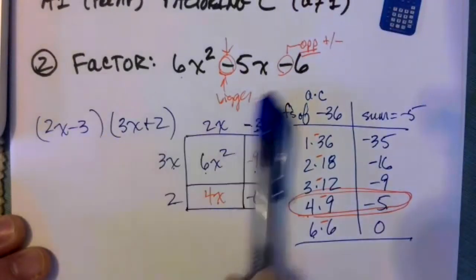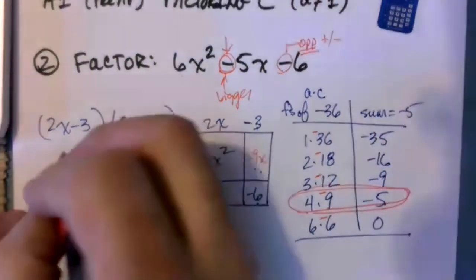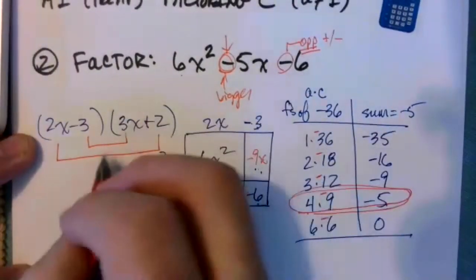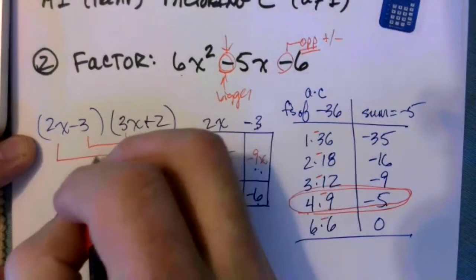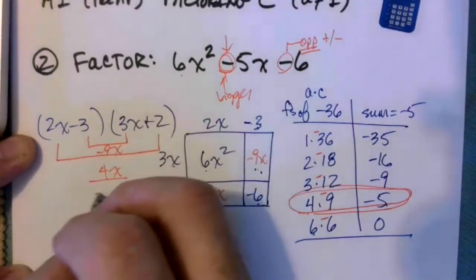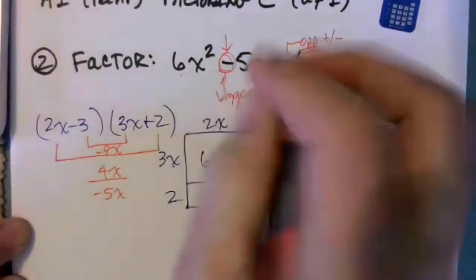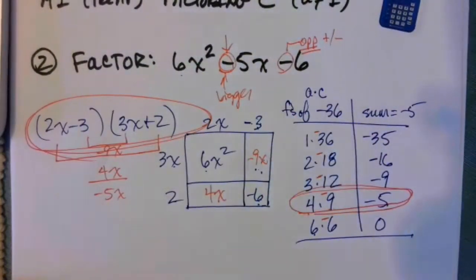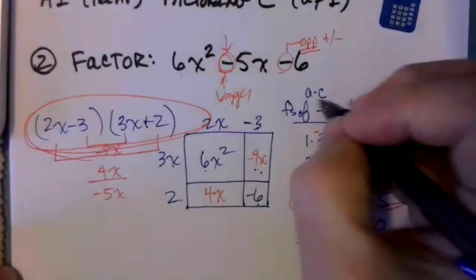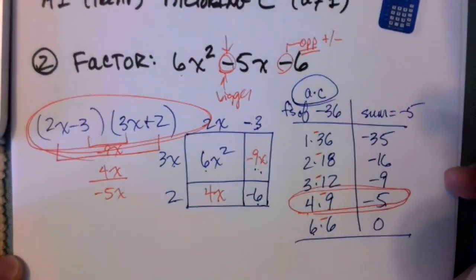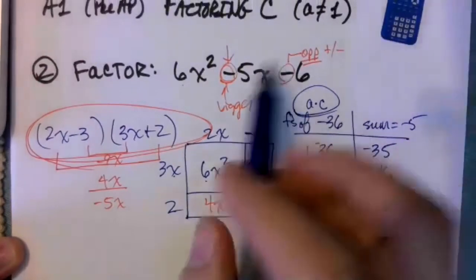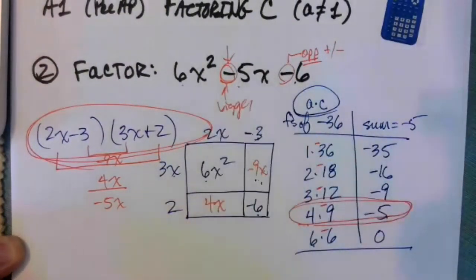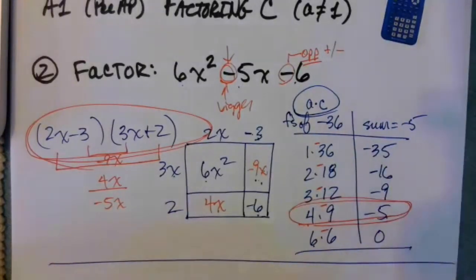Negative 3 times negative 2 is the negative 6. Again, the big concern is the outer and the inner. So I have 4x and I have negative 9x. When I combine those, that's negative 5x. That does in fact match. Okay, so this is the factorization. Again, the big difference is it's a times c instead of just c. It's things that multiply to get this times this and add up to this. So that changes how we think about things a little bit.